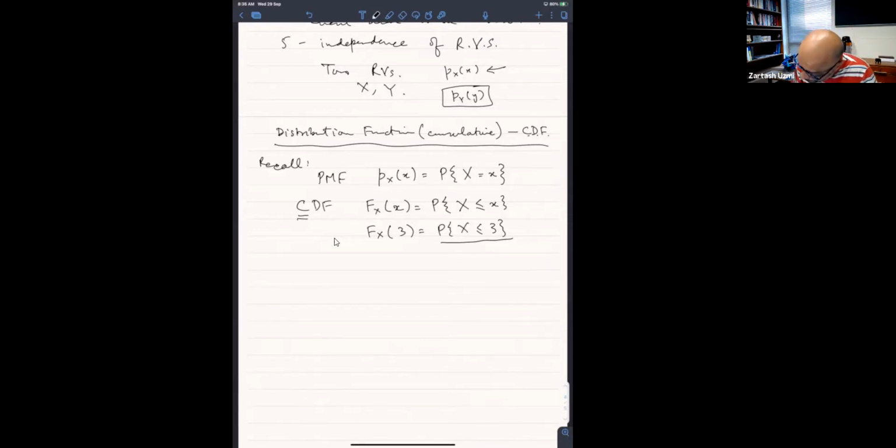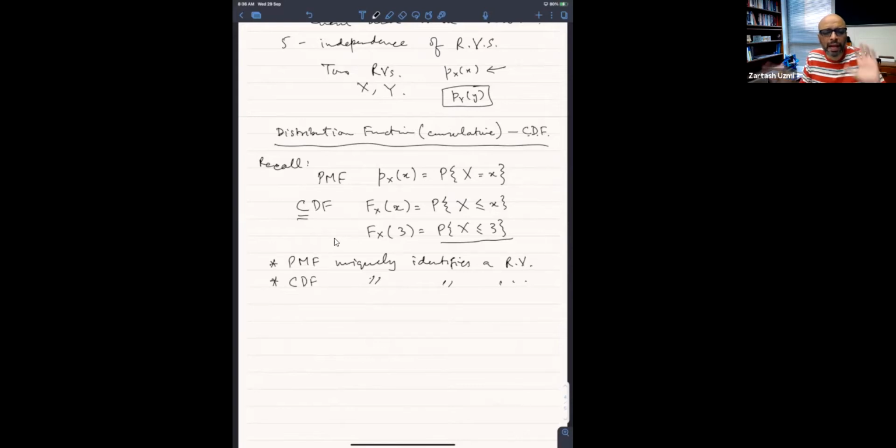Both PMF uniquely identifies a random variable. If I tell you the PMF of a random variable, it means I have told you everything about the random variable. Similarly, CDF also uniquely identifies a random variable. If I tell you the CDF of a random variable, it tells me everything about the random variable. There is no more information about the random variable other than the CDF or PMF.